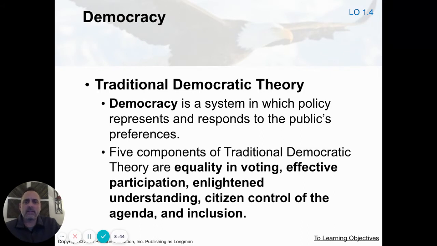So right here, this is a good place for you to look at how well we do in this. How strong is the United States with these 5 different components? Do we have equality in voting in this country? Do we have effective participation? Do we have enlightened understanding? Do we have citizens who are actually in control of the agenda, or some other force controlling what we seem to care about? And do we have a lot of inclusion in our country? I think right now you would be hard pressed to say that we're doing a great job with all 5 of those. We definitely have a lot of work that we could do.